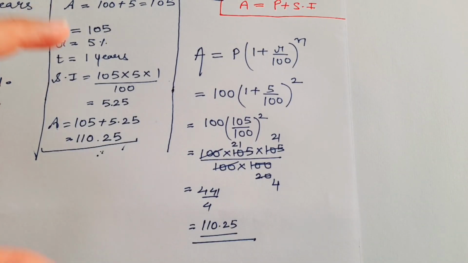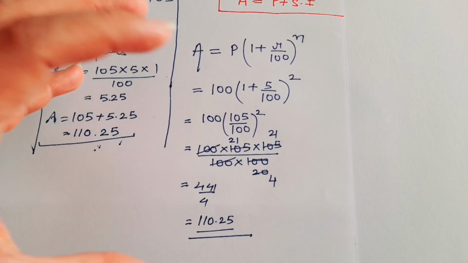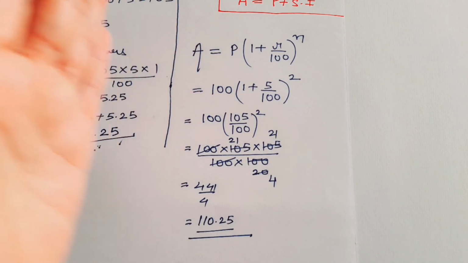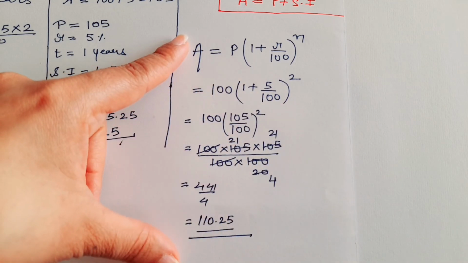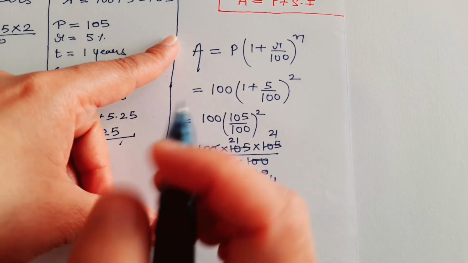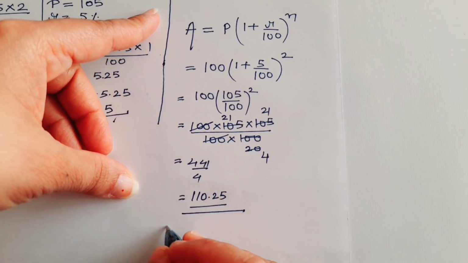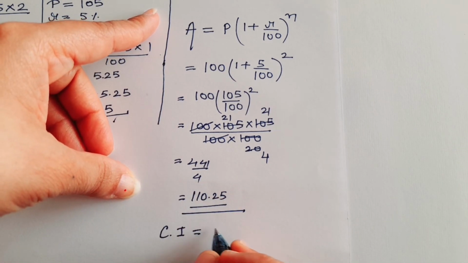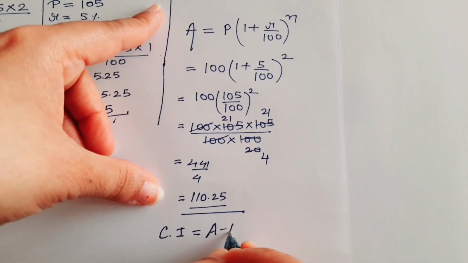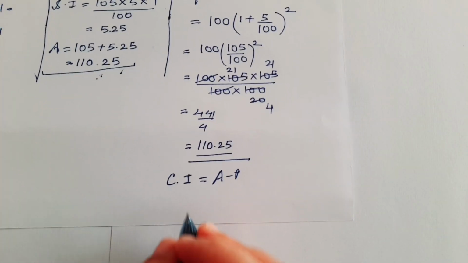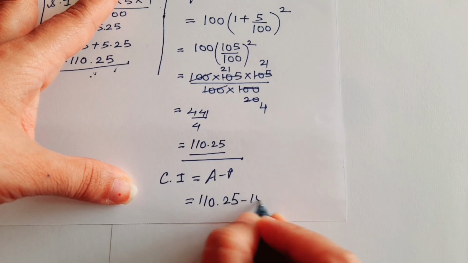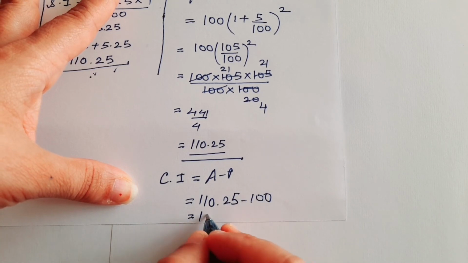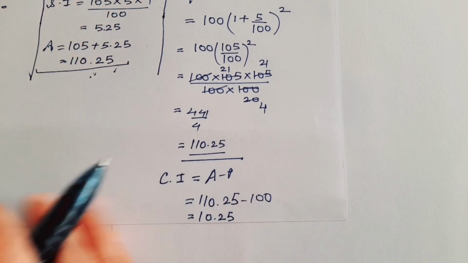But when we calculate in exams for big amounts, how do we calculate? When we have a large principal, we calculate like this. This is the formula for the compound amount. And if you need to calculate compound interest, what will you do? Amount minus principal. So your amount is 110.25 minus 100. So compound interest is 10.25.